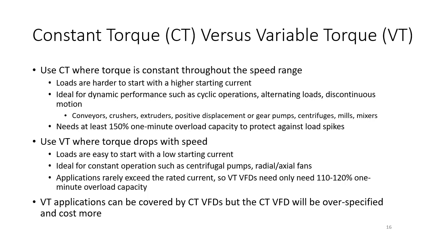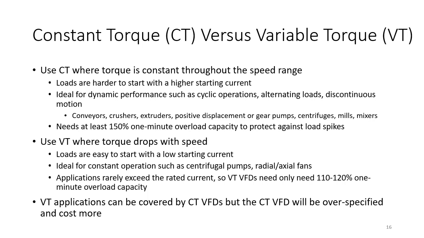If you think about a fan, for example, the only resistance you've got in starting a fan is the inertia of the actual fan itself, and then whatever air pressure there is, but generally that's a lot lower compared to starting a conveyor or some other big mechanical device. Now, applications rarely exceed the rated current, so a VT often only needs about 110 to 120% 1 minute overload capacity. So that means that the VT can be a lot smaller and it can be lower cost compared to the equivalent CT.